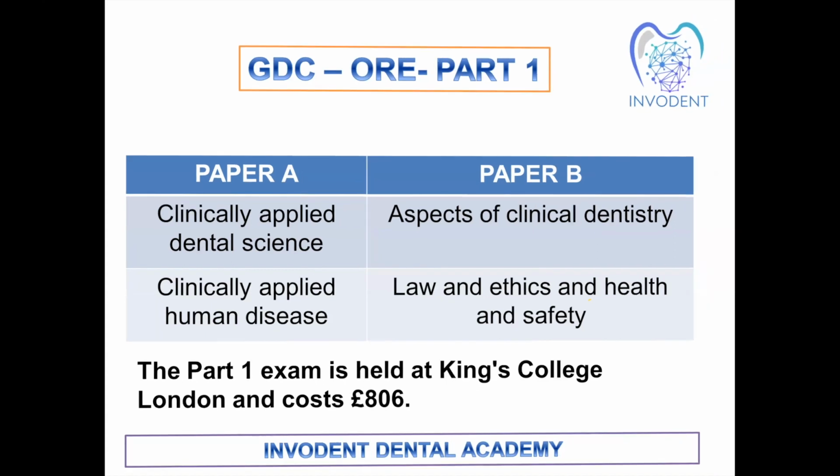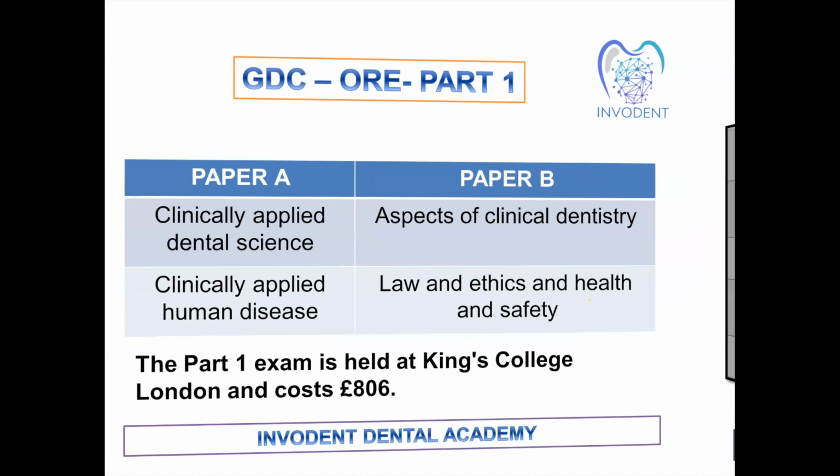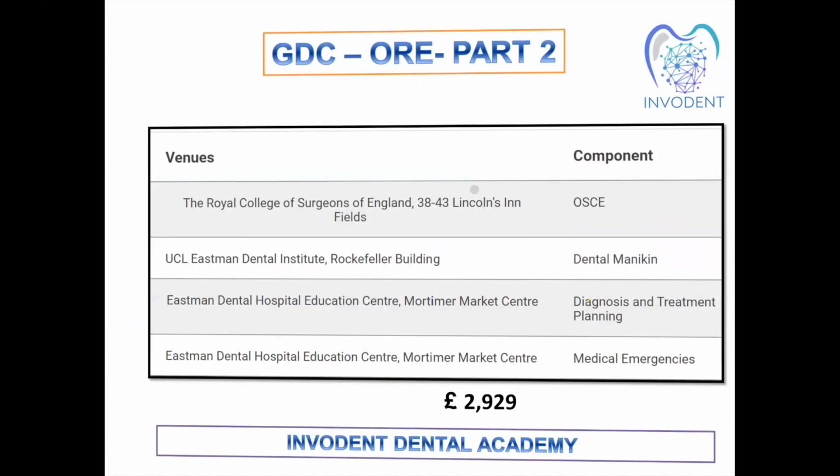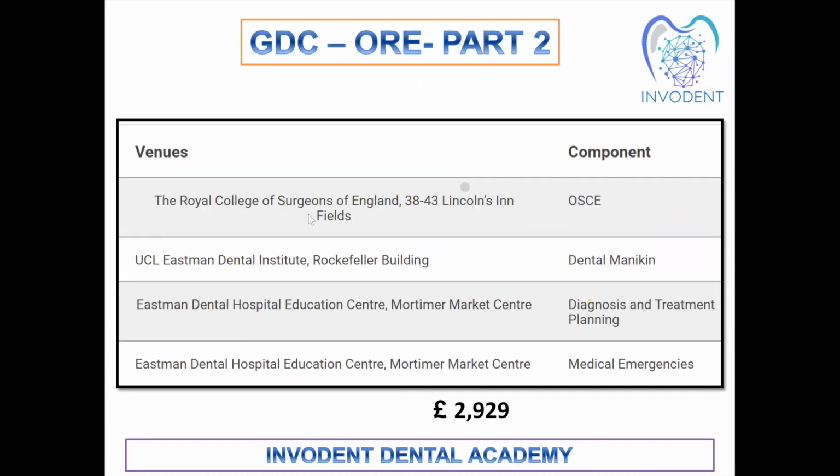If you clear part 1, if you qualify, you will be getting into the clinical part. So that's the clinical part with its 4 components. In these 4 components, you have the objective structured clinical examination. This is like our practical examination. They will have around 15 stations. I will show you here in the next slide. This is the fees for your part 2 exam.